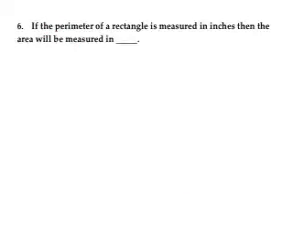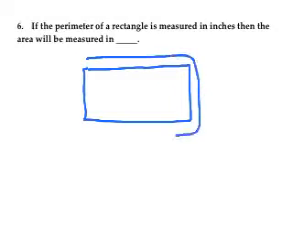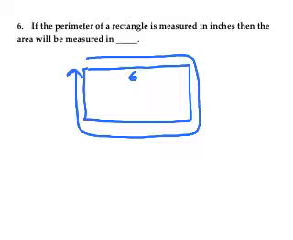Number 6. If the perimeter of a rectangle is measured in inches, then the area will be measured in what? Okay, so let's make a rectangle here. The perimeter is all the way around. It's a distance. And the perimeter is measured in inches. So let's say that this was 6 inches, and this one here was 3 inches.